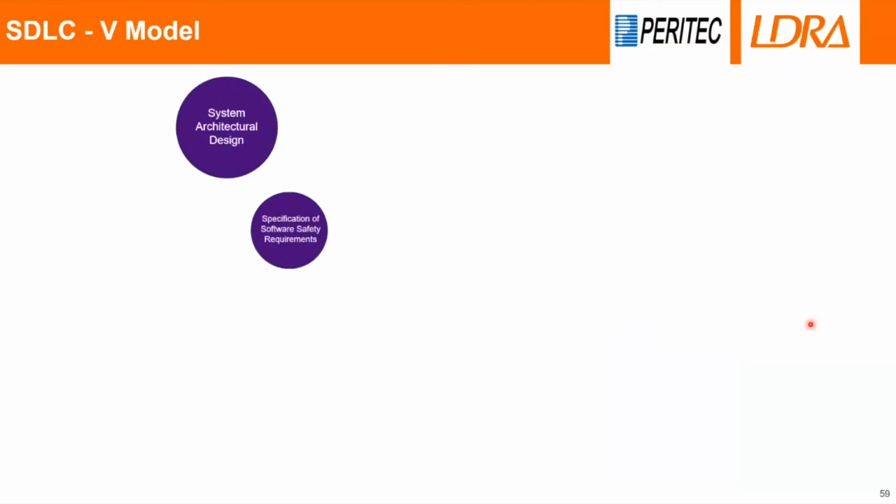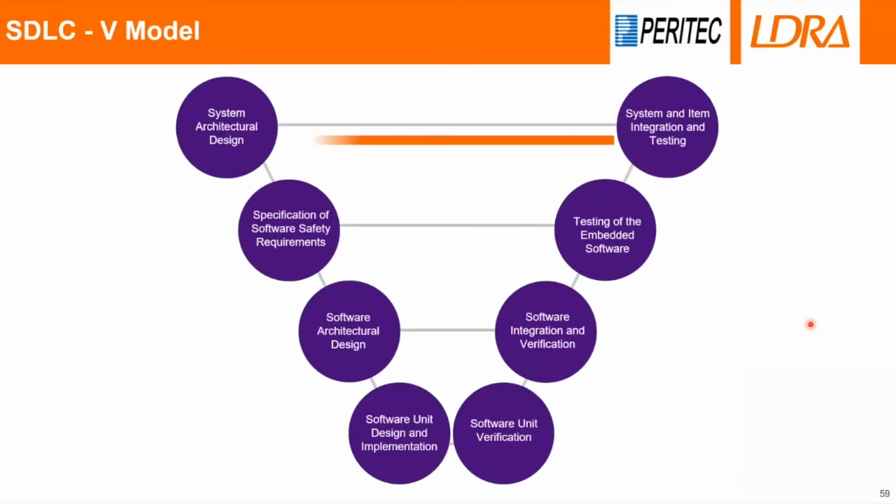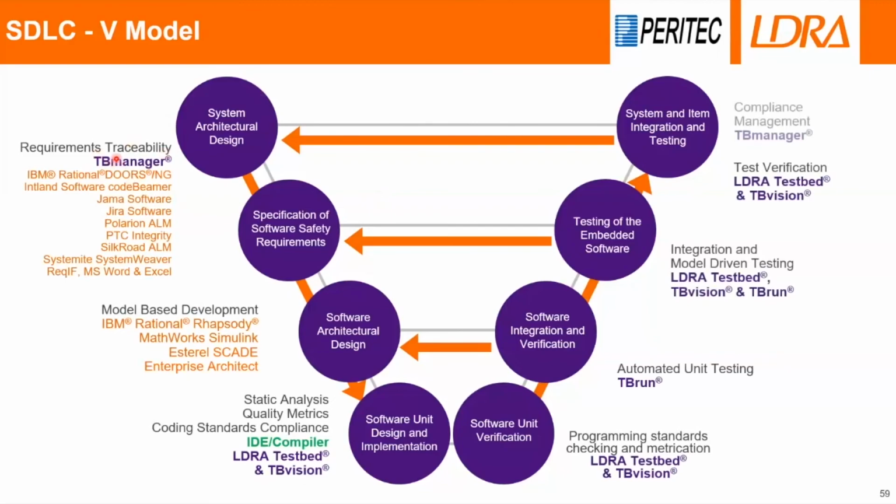So looking at the V model, we can see that for every system, we start with the system architecture design where the requirements are being specified in any of these tools.